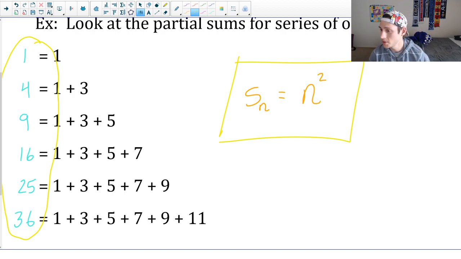If I do 3,456,000, or 57, how can I be sure that if I add up all those odd numbers, I'll just get that number squared? Well, I can't check every number. That's ridiculous. So instead, what we're going to use is what's called mathematical induction, where we will be able to prove this will work for every single number.